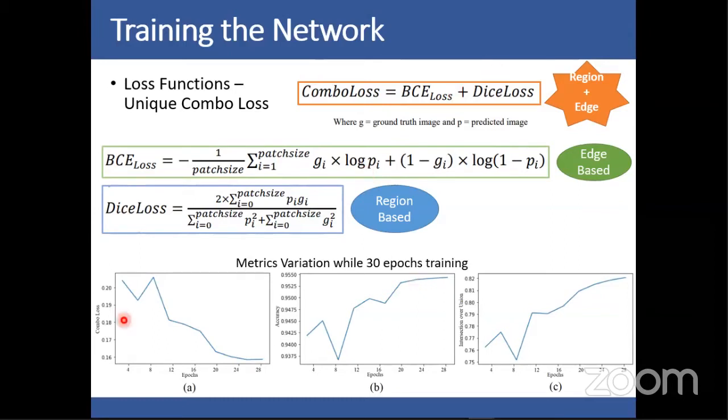And these graphs show how the loss decreases as the training progresses, and how the accuracy and intersection over union, a unit to gauge building extraction, increase with the accuracy.